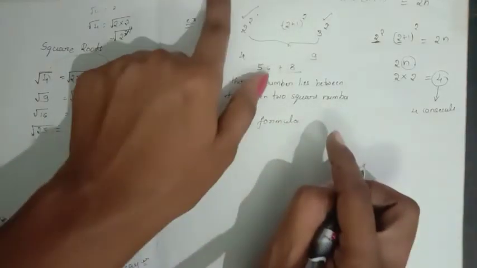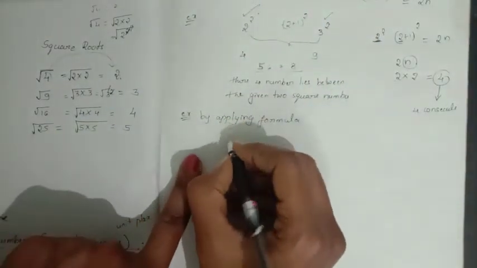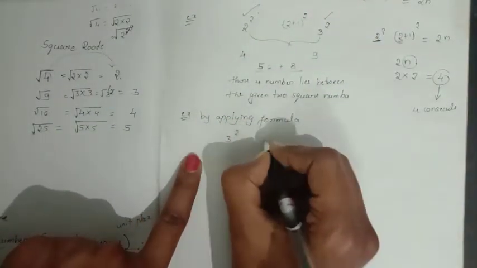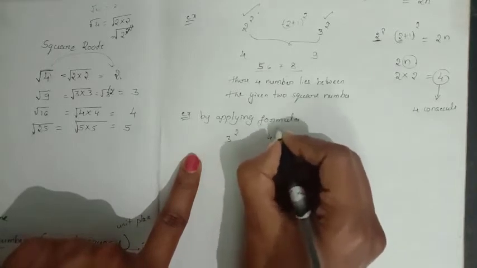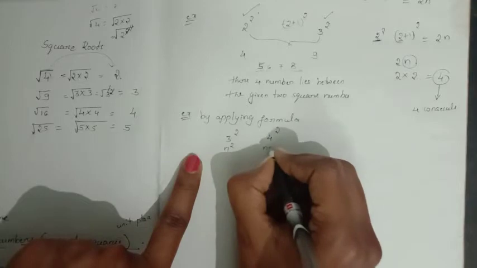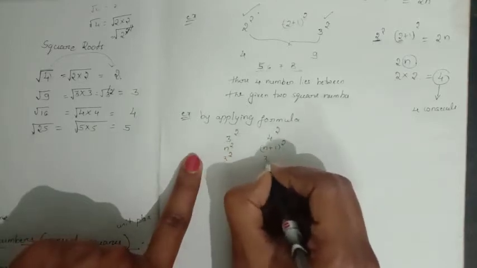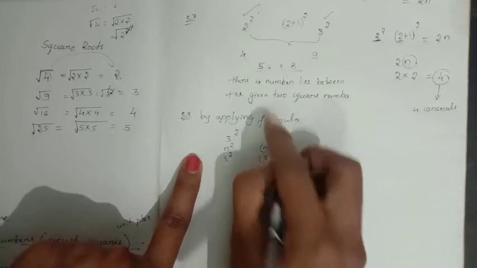So to find the numbers between two consecutive square numbers, which square numbers will we take? 3 square and 4 square. Now the formula: this is n square and this is (n plus 1) square. N square means 3 square, and (3 plus 1) whole squared, that is 4 square.